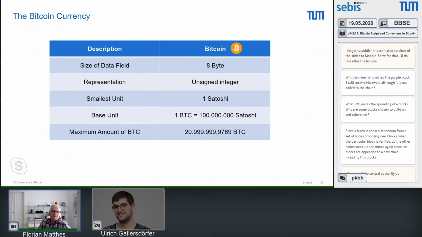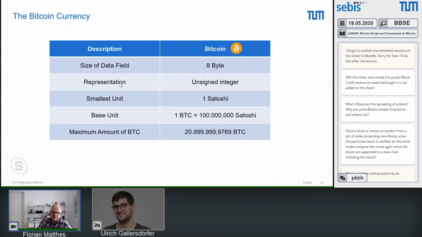Then we have the Bitcoin currency, which is described by the data types. So the question is, for example, what's the largest amount of money you can represent? What's the upper limit of a value that can be created? In Bitcoin, the decision has been made that it should be 64-bit, which creates an enormous amount of numbers, larger than the number of atoms in the universe.